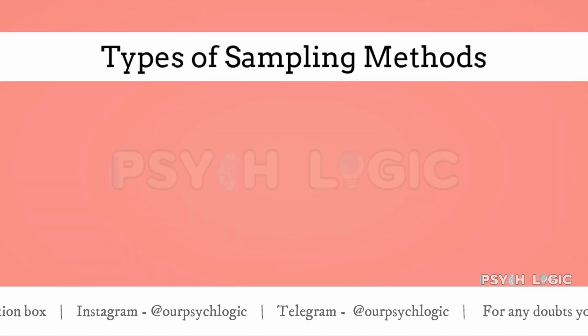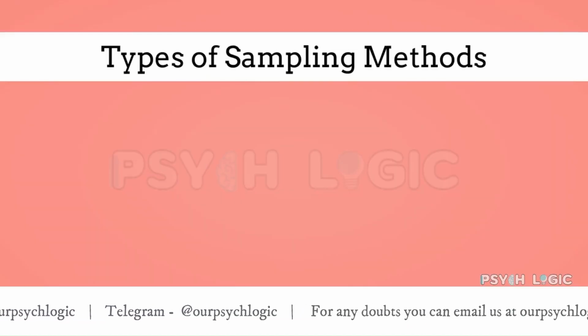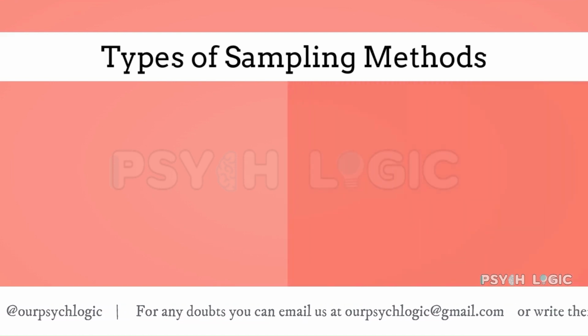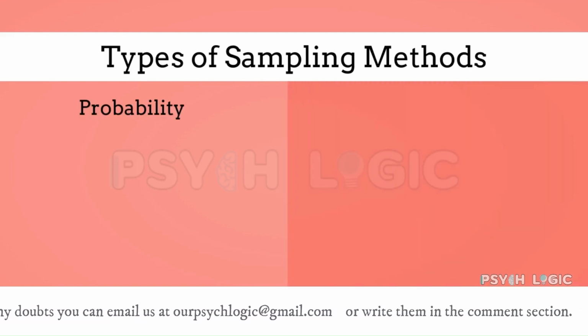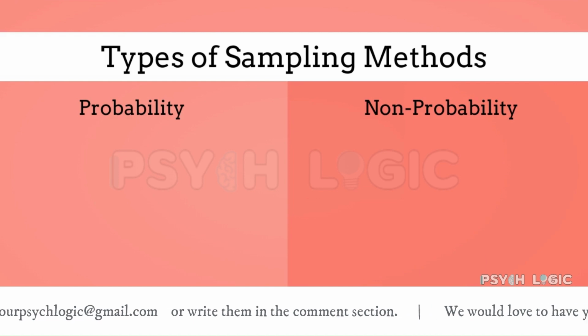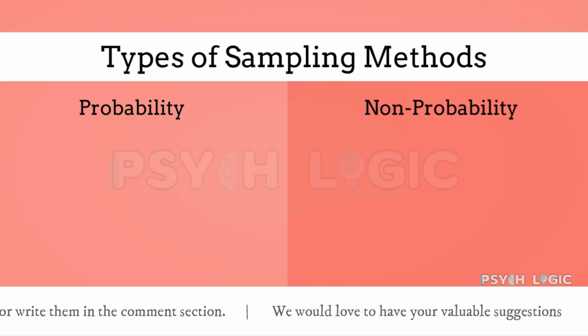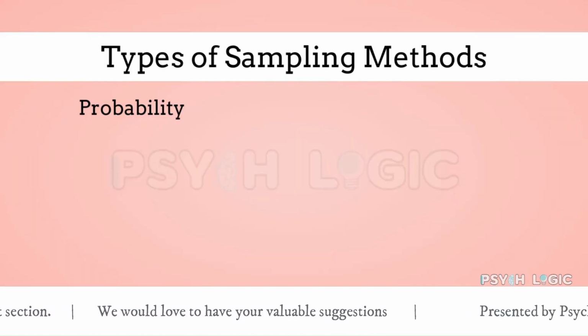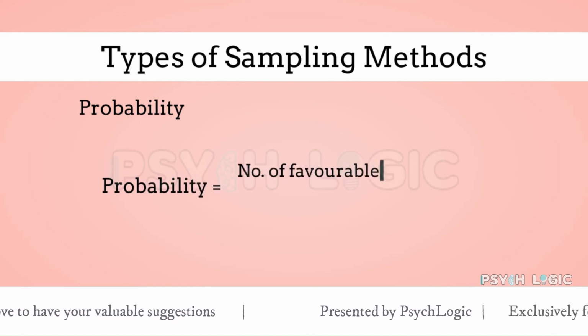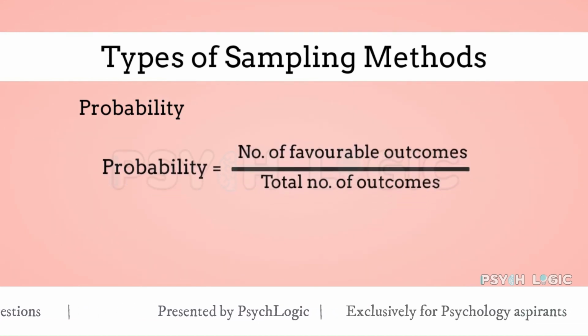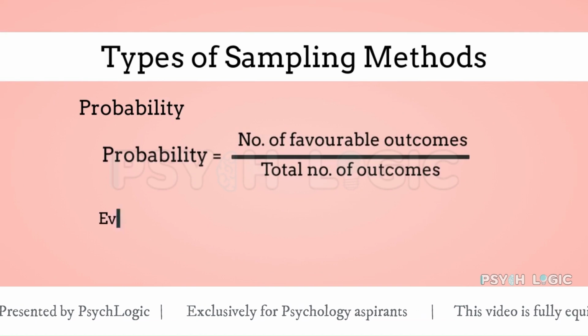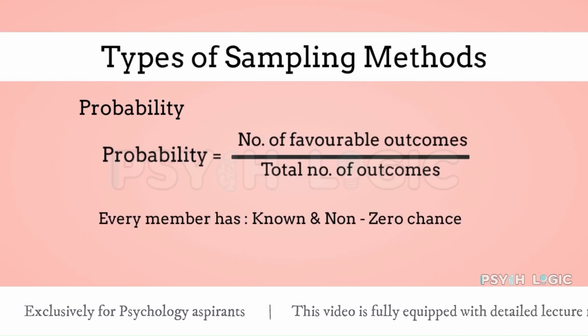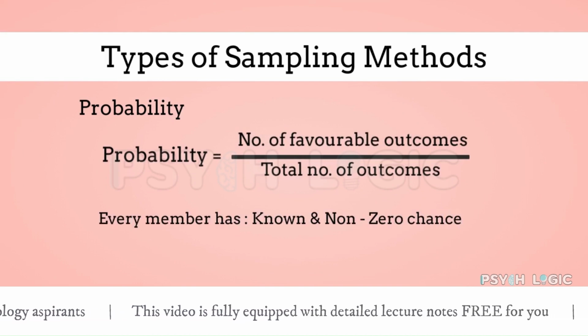So let us understand some of these sampling techniques. So broadly, there are two main types of sampling methods: probability sampling and non-probability sampling. For that, we need to understand what probability is. Probability is number of favorable outcomes upon total number of outcomes. In probability sampling, every member of the population has a known and non-zero chance of being selected.